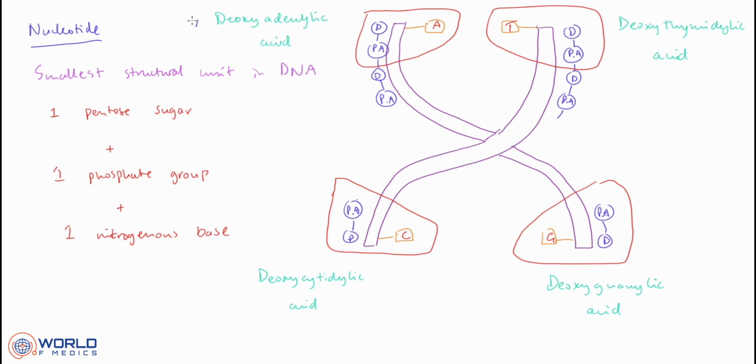So let's label them. You have deoxyadenylic acid, you have deoxythymidilic acid, which has thymine, you have deoxycytidilic acid, which has cytosine as your nitrogenous base, and you have deoxyguanilic acid, which has guanine as your nitrogenous base. Crazy thing here is, right, that each DNA molecule actually has over 45 million nucleotides. Yep, that's over 45 million nucleotides. That's absolutely mind-boggling. So that's what a nucleotide is, and that's a quick overview of the structure and the function of DNA.